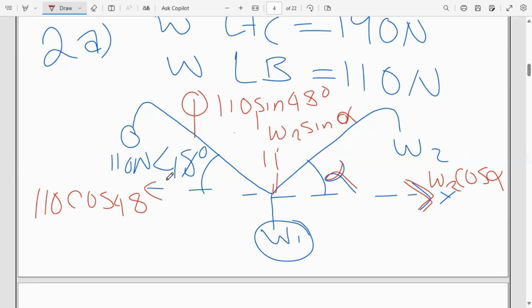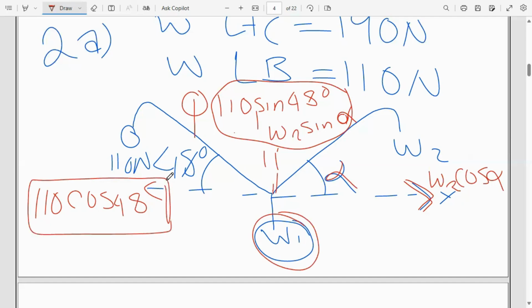Okay, so those are the forces that we have. In the y-axis, we have these two forces that are above here, and the W1 which is pointing down here. Whilst in the x-axis, we have these two forces which are opposite to each other.